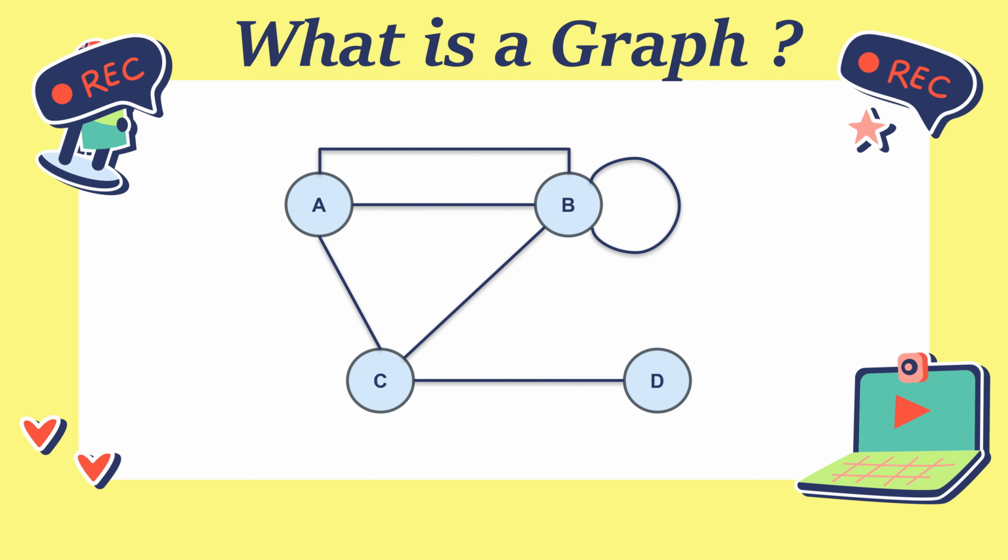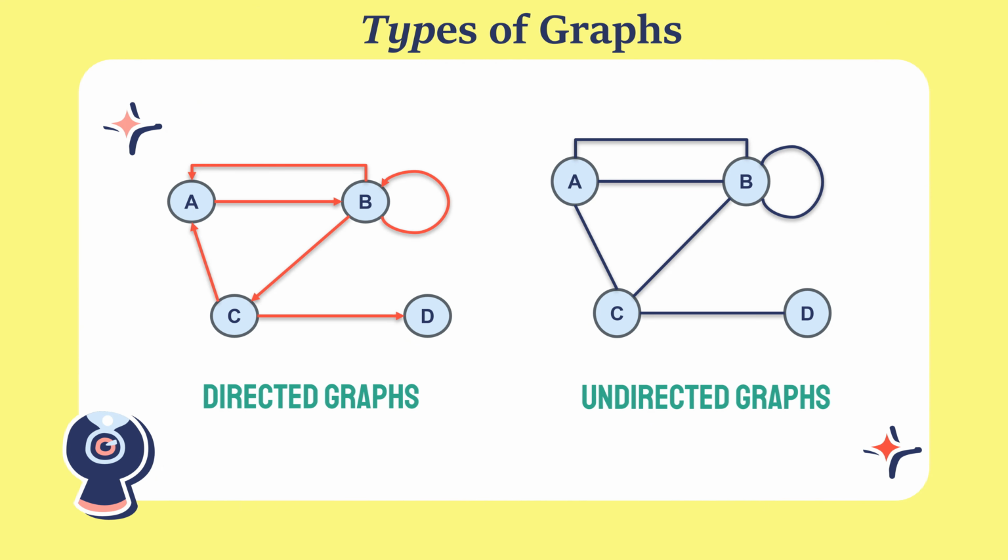There are different types of graphs. Directed graph. Edges have a direction, like a one-way street. For instance, a follow relationship is directed because it only goes one way. Undirected graph. Edges have no direction, like a Facebook friendship where both users are connected mutually.